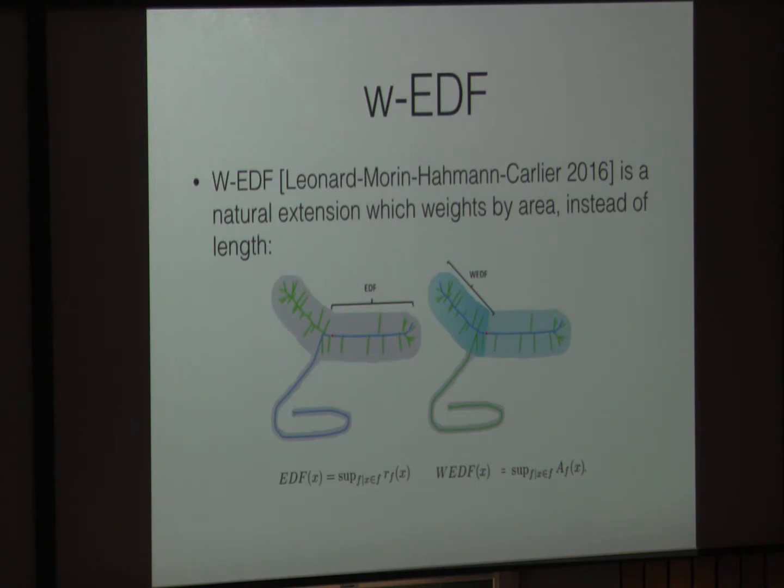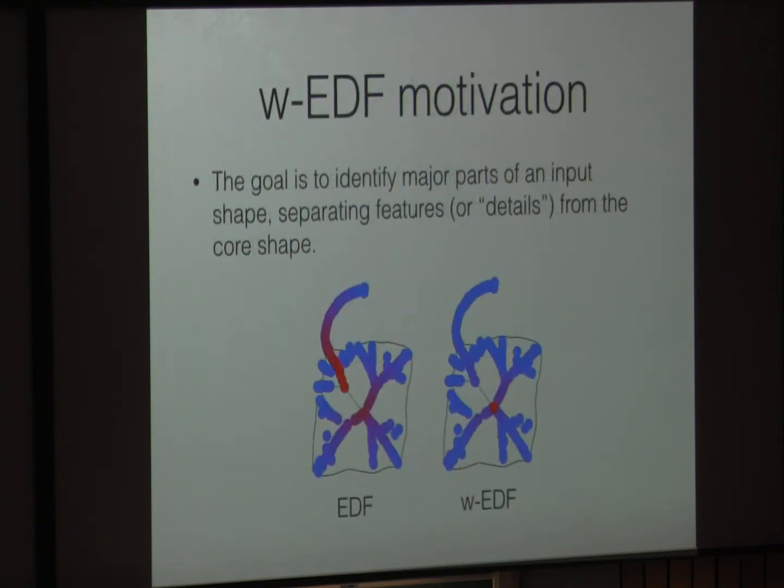The function behaves very nicely, and in fact, this is all stolen from their talk, so I have to thank Catherine Leonard for sharing pictures with me. Really what they were looking for, if you look at this sort of cartoony shape, which is a square with a tail, EDF would identify the tail as being very important because it's long, right? That's what we're interested in.